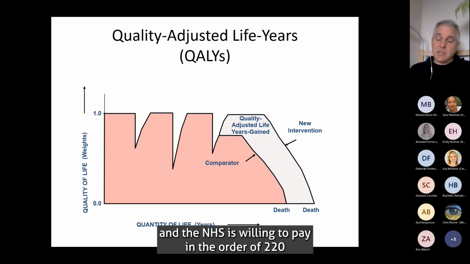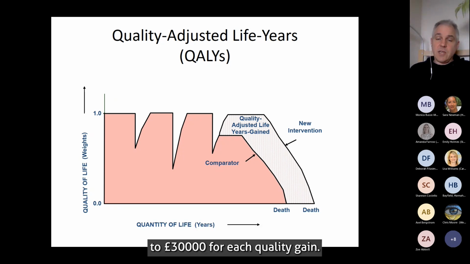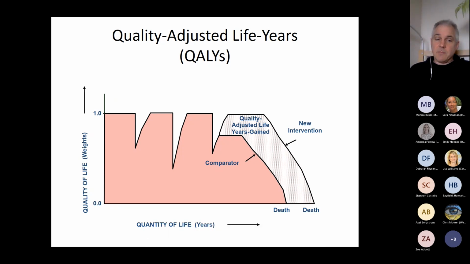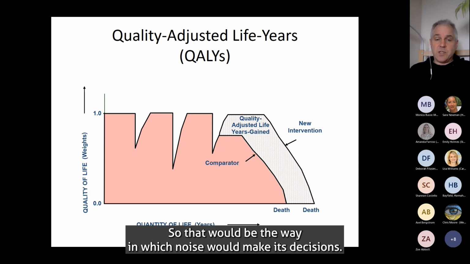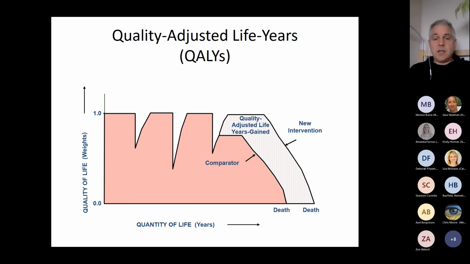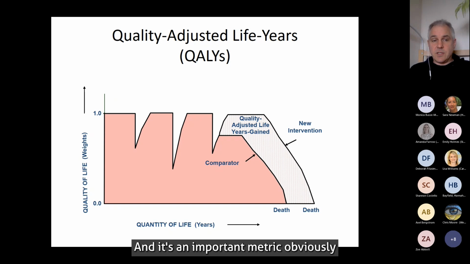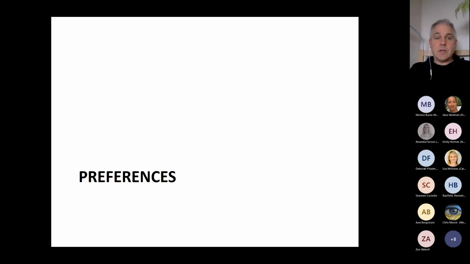And the NHS is willing to pay in the order of £20,000 to £30,000 for each QALY gained. So that would be the way in which NICE would make its decisions. And it's an important metric, obviously, that underpins cost utility analyses.